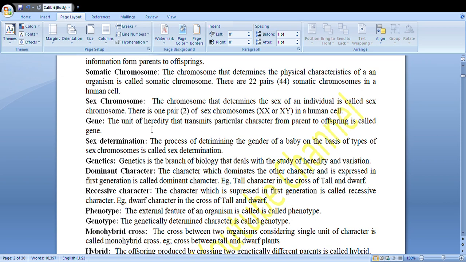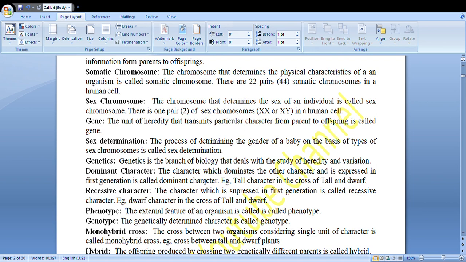Gene. The unit of heredity that transmits particular character from parents to offspring is called gene. Sex determination. The process of determining the gender of a baby on the basis of types of sex chromosome is called sex determination. Genetics. Genetics is the branch of biology that deals with the study of heredity and variation.